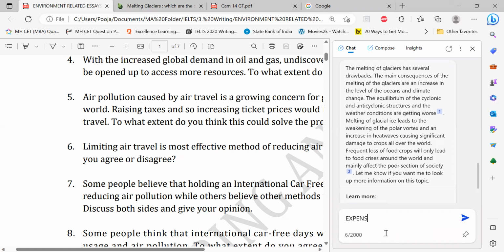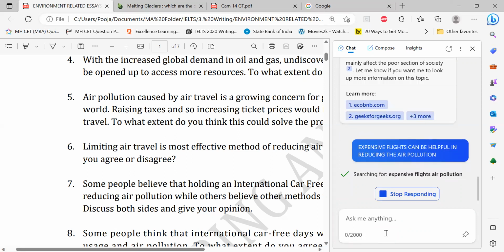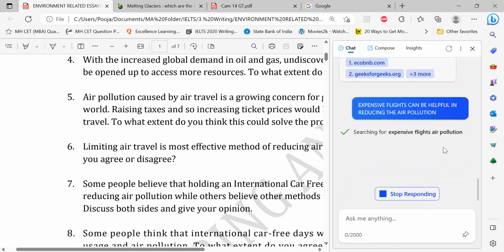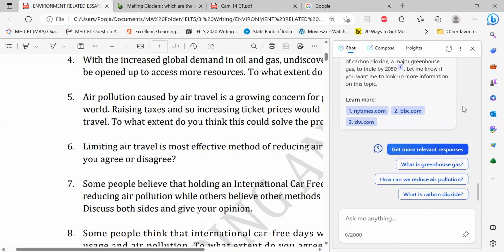Expensive flights can be helpful in reducing pollution, air pollution, environmental pollution, air pollution. Let's see if it has something to offer. See how it has taken the keywords. Can you see this?